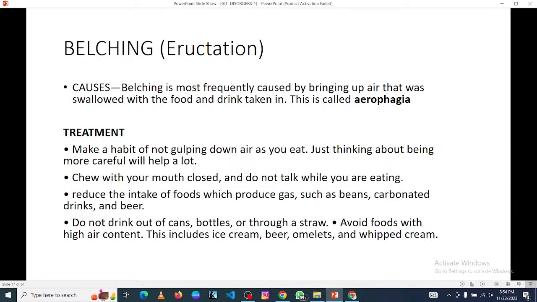So we've talked about belching. I believe we know what belching is. The gas that is built up in your stomach can be removed through the mouth. So some of the things that you need to do is do away with the causes.